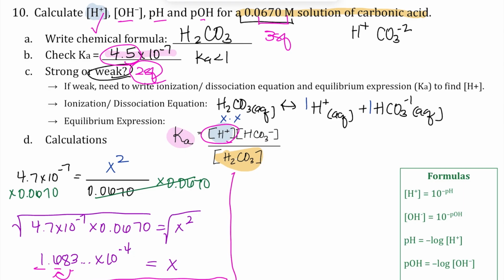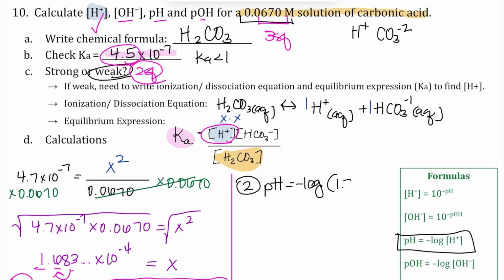Again, with these weak acid problems, because we're always finding H plus first, the next steps we take are always going to be similar. So now that we have that H plus, we can find pH. pH equals the negative log of that 1.7 times 10 to the negative 4, which is going to be 3.77 when we plug that in our calculator. 2 sig figs, because with pH, sig figs are just digits after the decimal.